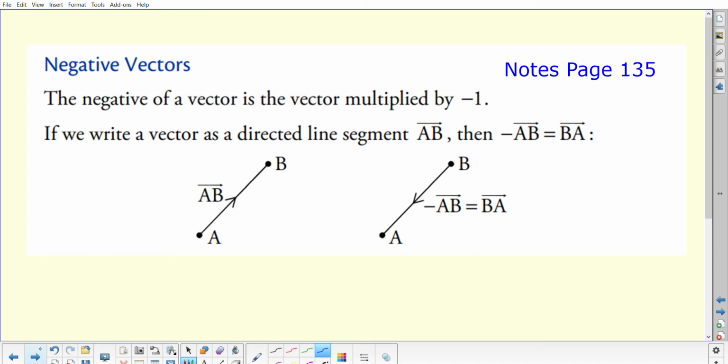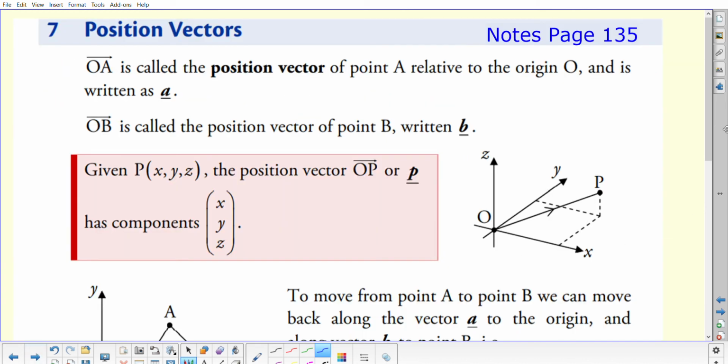The negative of a vector is simply the vector multiplied by minus 1. So all that happens is everything just switches round, the direction switches round, and you just change the components by negative 1. That's all that's saying.